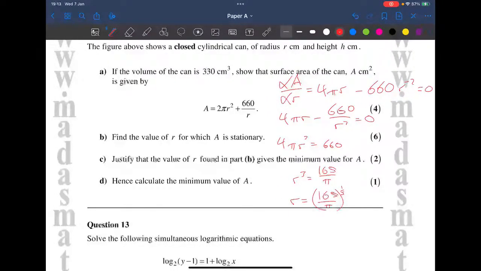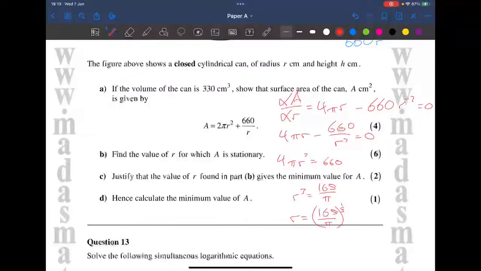Part C then, we want to justify that that is a minimum. So to do that, we need to differentiate again. Taking the expression that we found over here and differentiating for the second derivative. So d2A/dr squared. The 4 pi r will become 4 pi. We're going to have the minus 2 come down to make a positive 2 times 660. 660 times 2, yeah, 1320. And drop the power of r, so r to the minus 3.